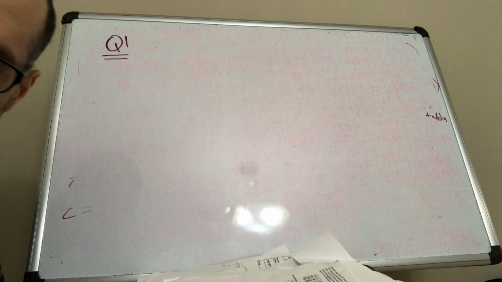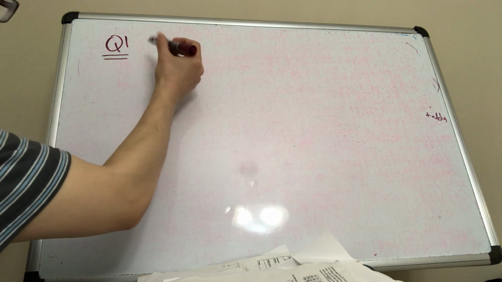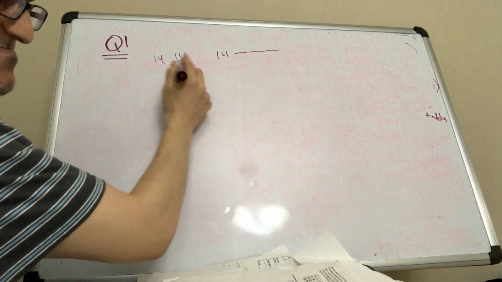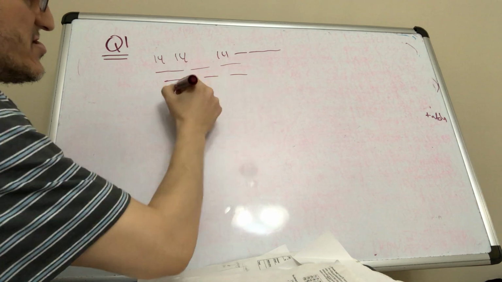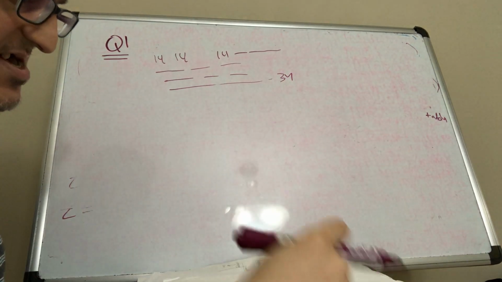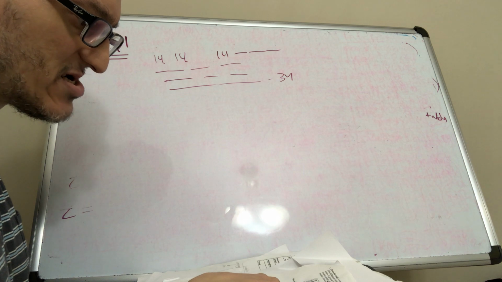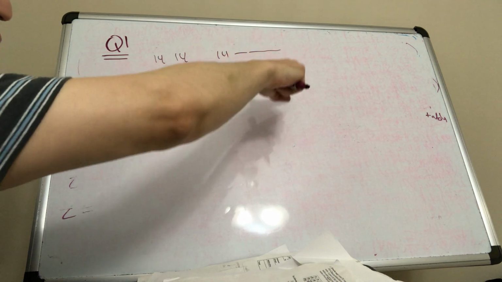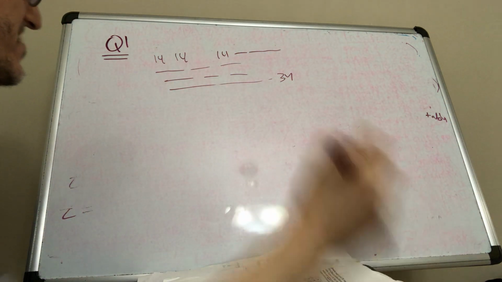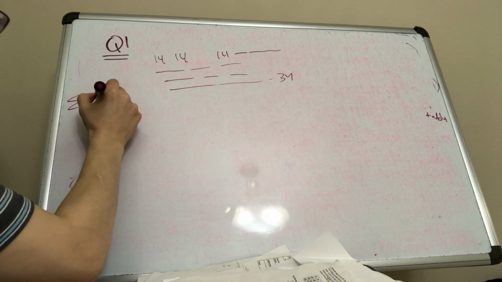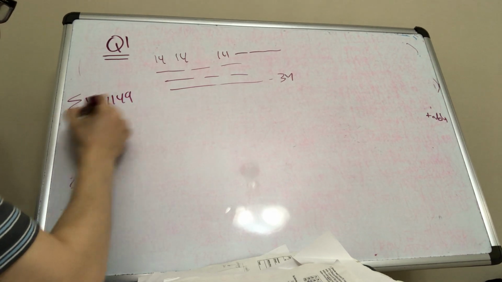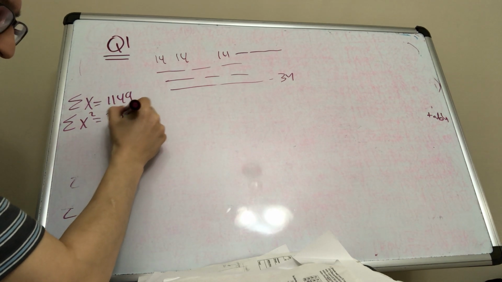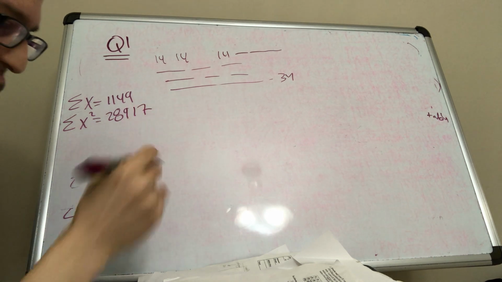If you look at the numbers given, they're all in order. The first number is 14, then 14, then 14, and they keep going up until we reach the last number, 34. If you count, you'll see that there are 12 numbers in each line. So 12, 12, 12, 12, that would be the 48. They also give you the sum of x, the sum of times, 1149, and the sum of x squared, 28917.